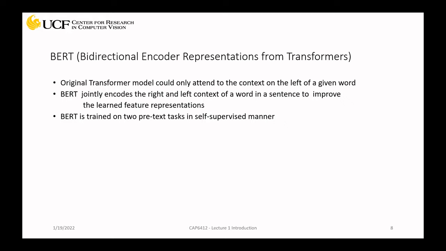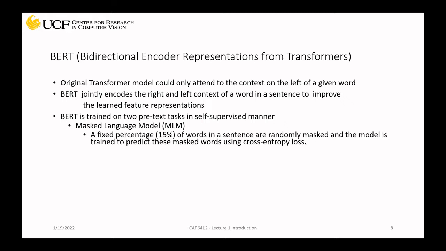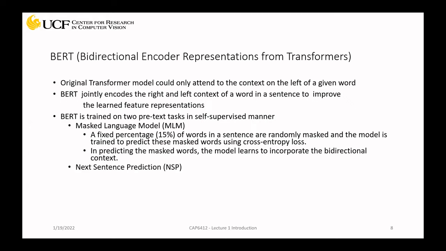And it is trained on two pretext tasks in a self-supervised manner. So one is called masked language model. What you will do is take a sentence and remove some words randomly and train it so that it can predict the masked words. And in predicting the masked words, it will incorporate a bidirectional context from the left and the right. The other pretext task is next sentence prediction.